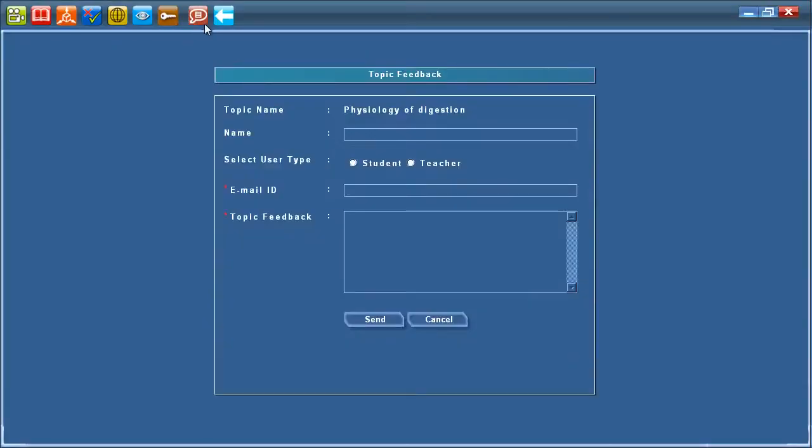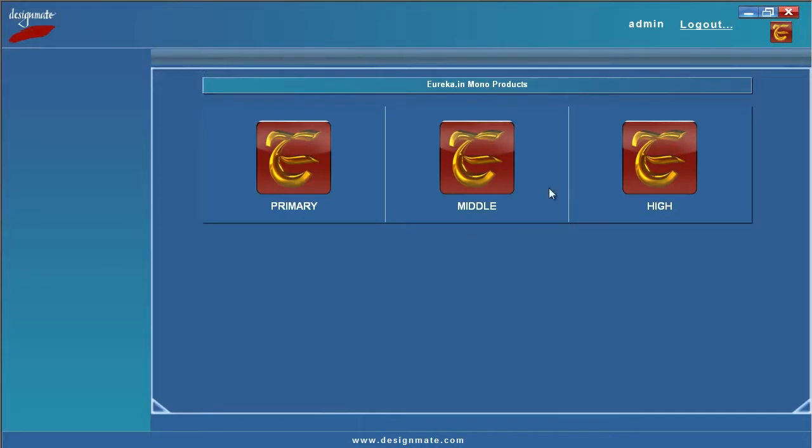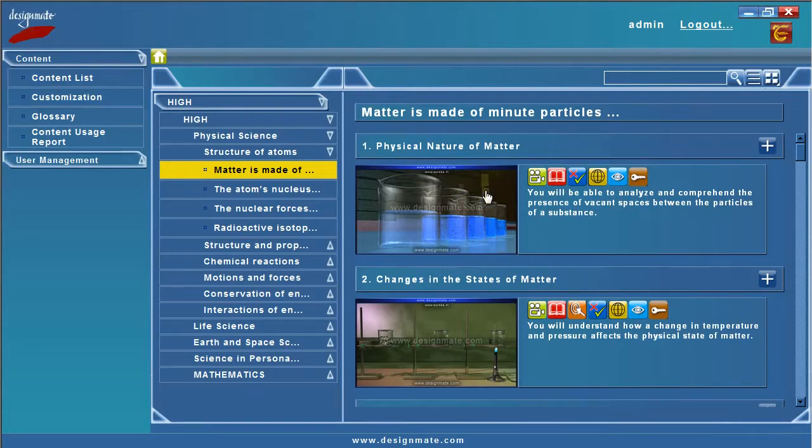And at last, we have given a facility of feedback in each topic which helps us in making our product better. So, the combination of these different learning resources completes one topic of digestion. And as such, we have around 1500 topics, each having all the learning resources which I explained in the topic of digestion. So, you have already seen one topic from biology. Now let me show you one more topic from chemistry.